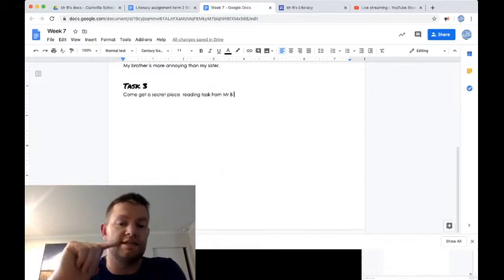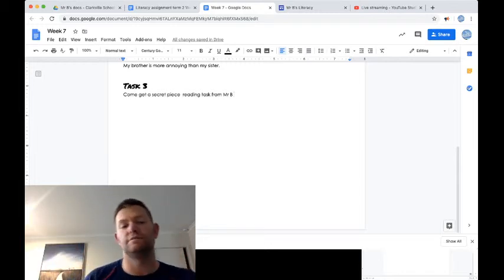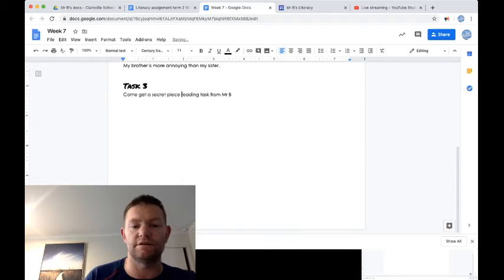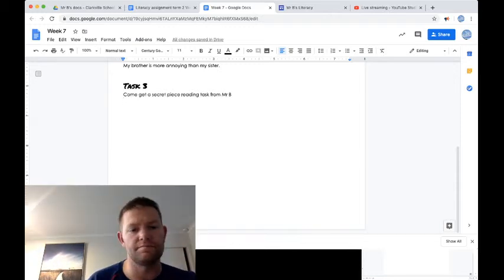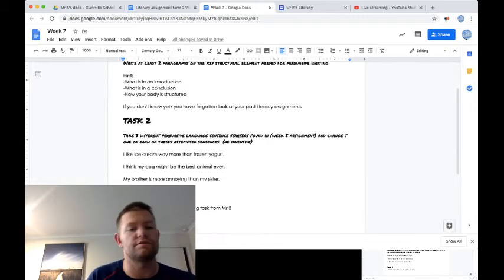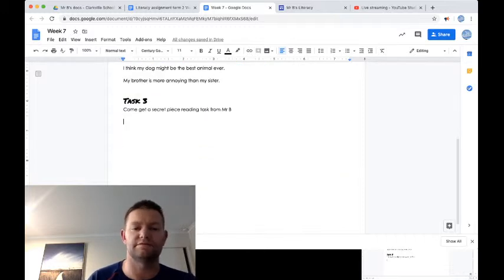The reading task, you need to come to me to get the secret piece of reading. The reason why it's secret is actually it's not secret at all. It's just different people will get slightly different pieces of reading depending on how you've been going so far this year. So I couldn't just put it up there because everybody gets a different task.